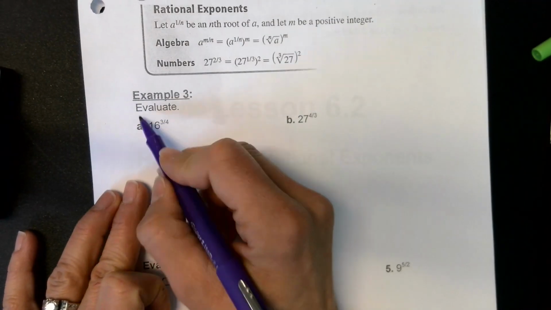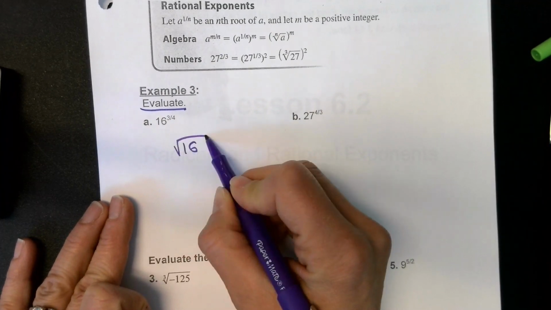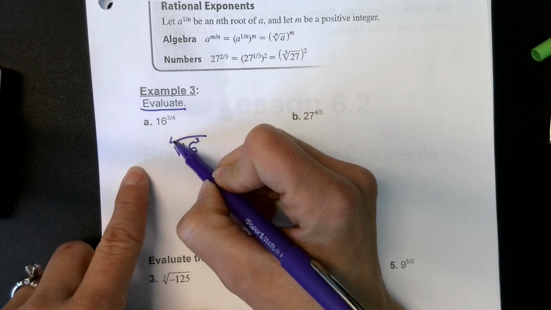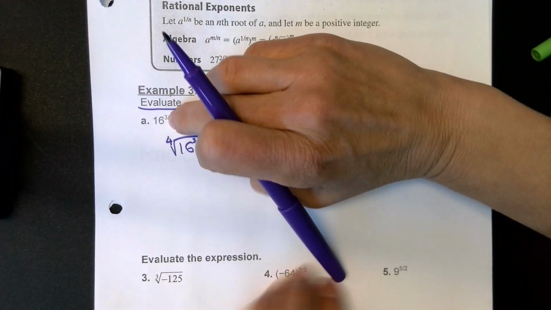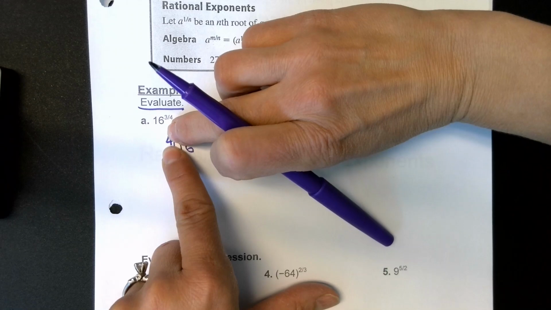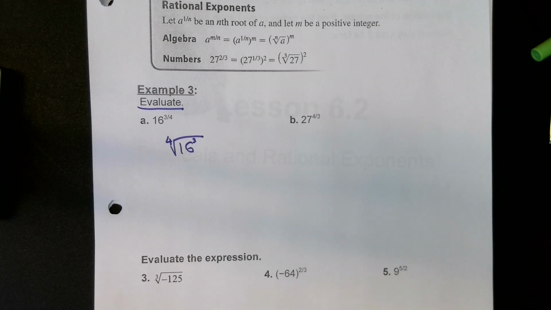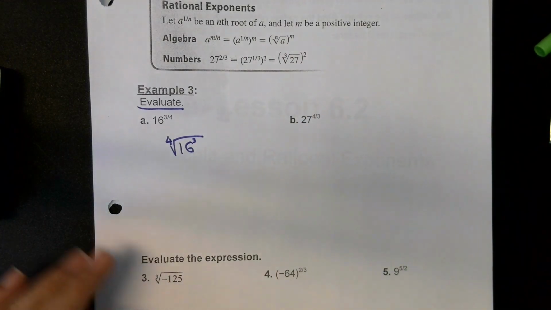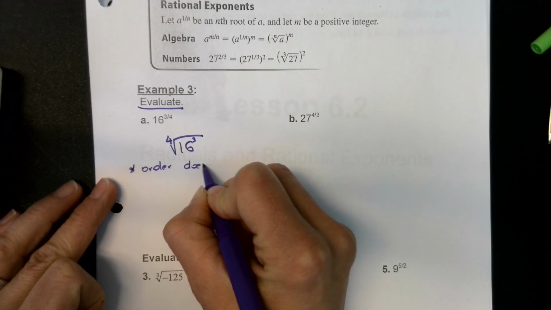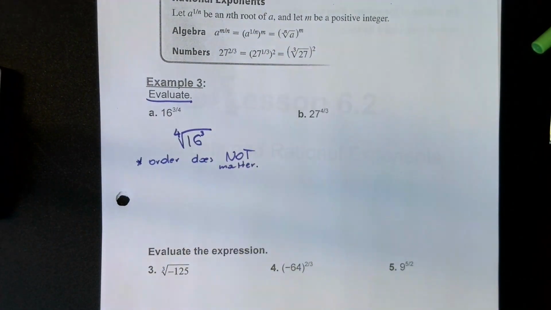I'm going to write, you have to evaluate this one. That's equivalent to the square root expression where 16 will go under square root. 16 will be cubed, and the root is 4. Remember, whatever's next to it goes under square root. And then 4 is our root. So whatever's in the denominator is the root. There's two ways of doing this problem, whichever way you prefer. The order does not matter. And I will show you, and you pick whichever way you prefer.